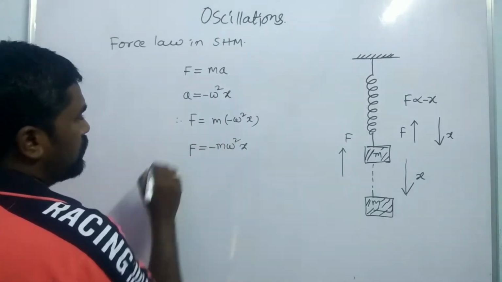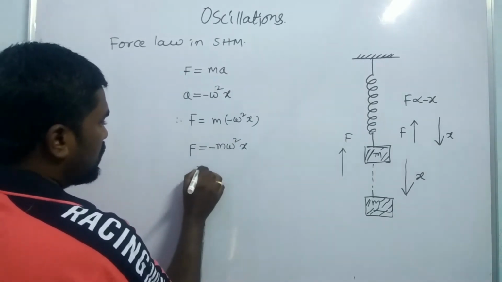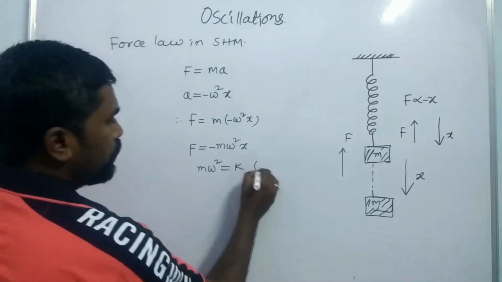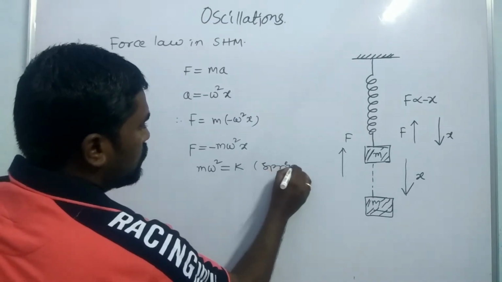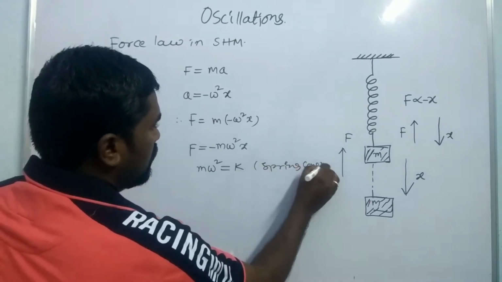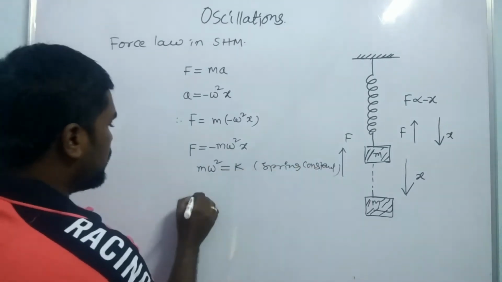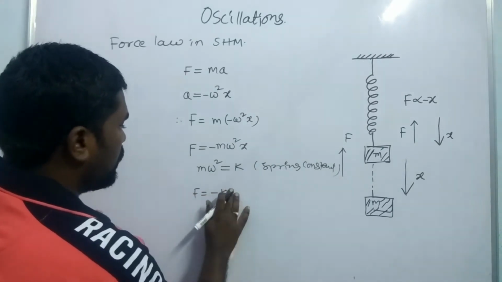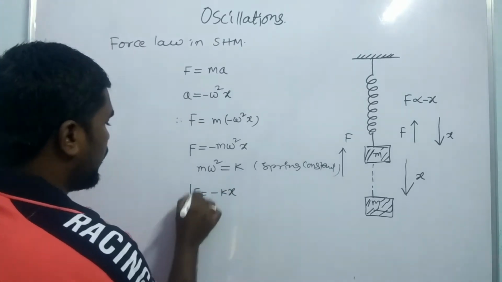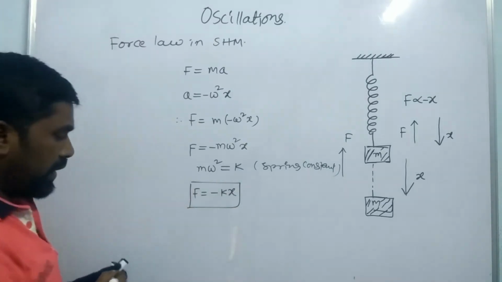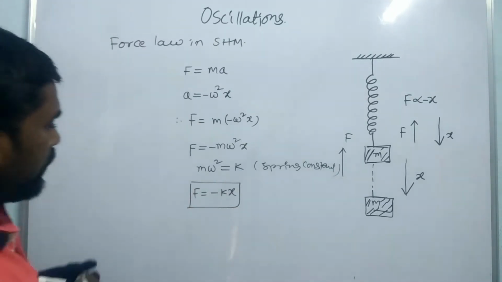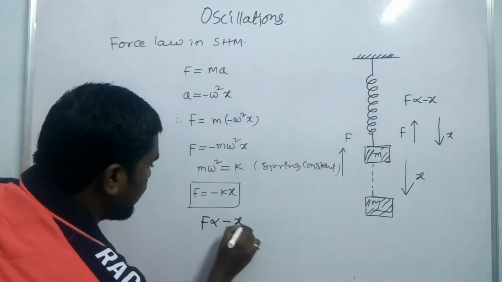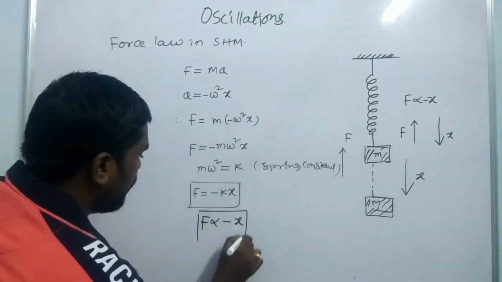So this is the force. If m omega square is equal to a constant k, it is the spring constant. So then you can write that F is equal to minus kx. From this equation you can write that F is directly proportional to minus x.